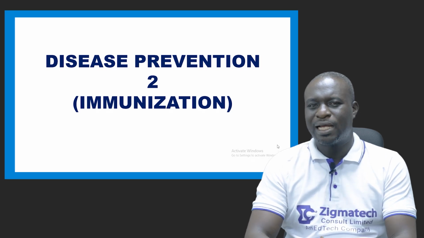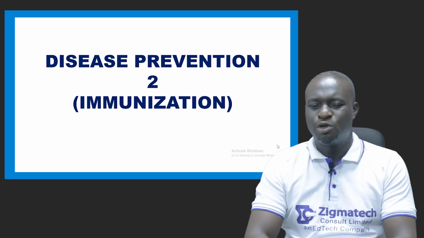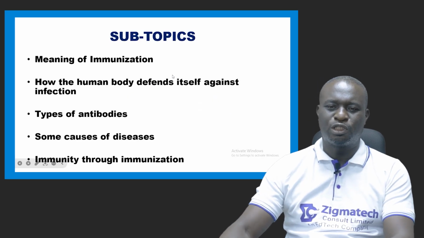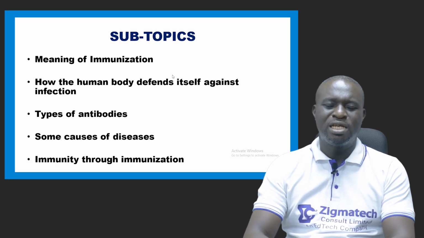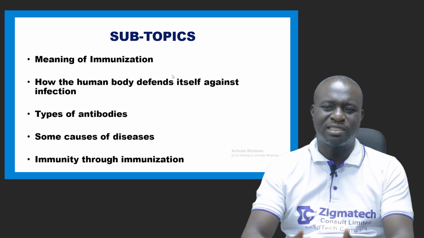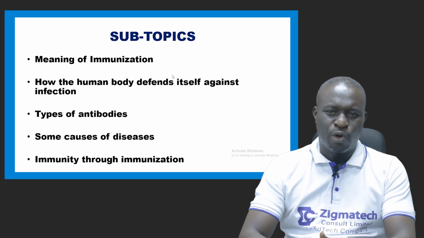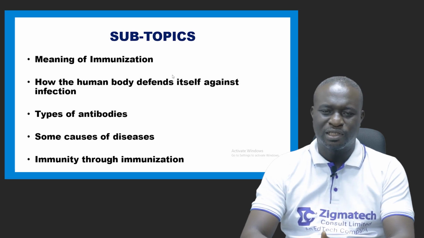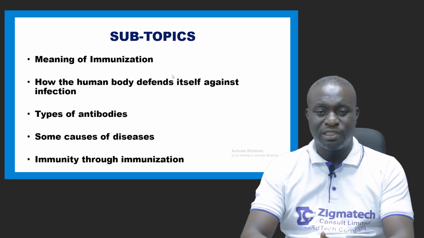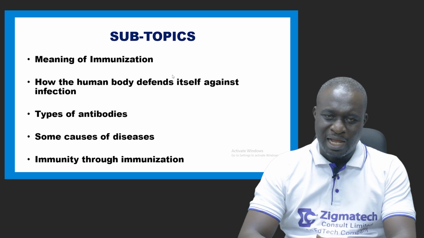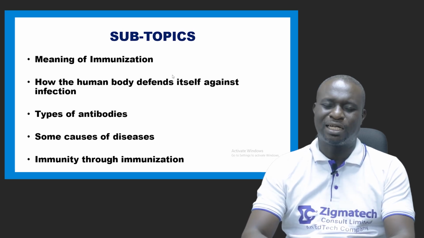Today we're going to be looking at immunization. It's going to be an exciting one. These are some of the subtopics we're going to be talking about. We're going to look at the meaning of immunization. We're also going to be talking about how the human body defends itself against infection, types of antibodies, and some causes of diseases. And finally, we're going to be looking at immunity through immunization, how the body can become immune through immunization.